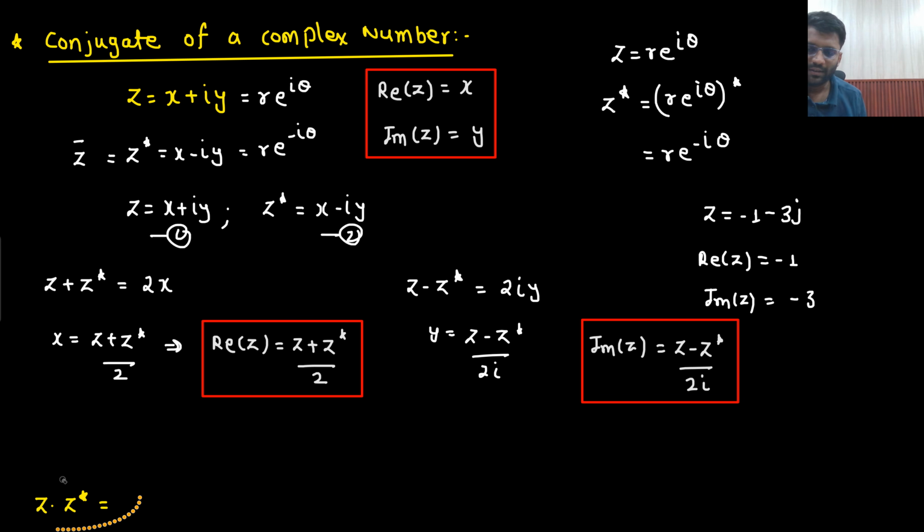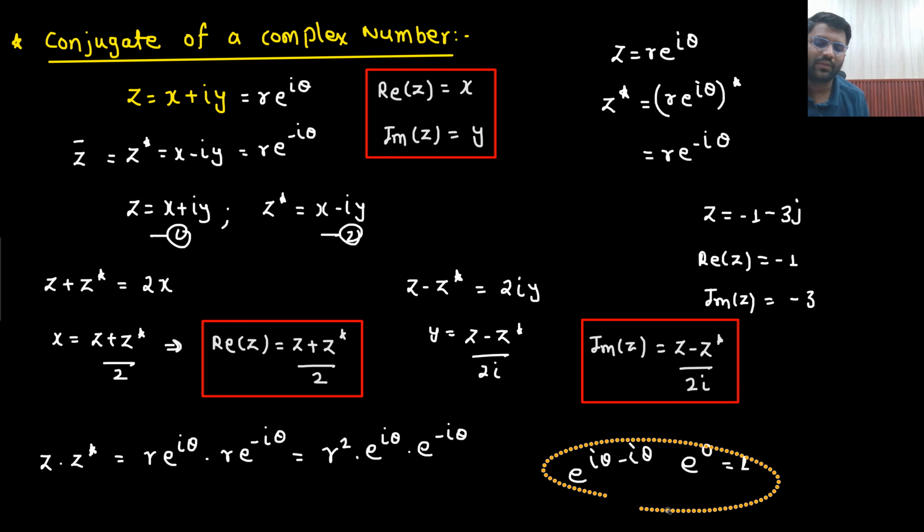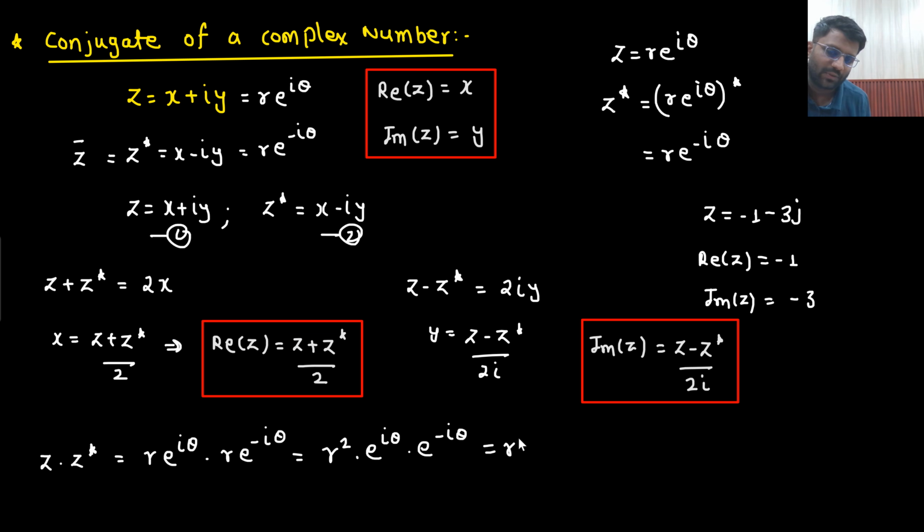Now what will be Z multiplied with Z conjugate? Let's do the multiplication in polar form. What is Z? Z is nothing but r e to the power iota theta. What is Z conjugate? That is nothing but r e to the power minus iota theta. So r and r will become r square, dot e to the power iota theta multiplied with e to the power minus iota theta. This will become e to the power iota theta minus iota theta, that is e to the power 0, that will become 1. So what answer you are getting? You are getting the answer equal to r square.